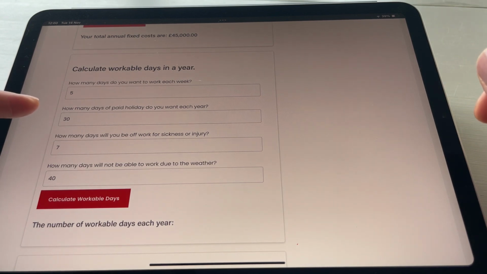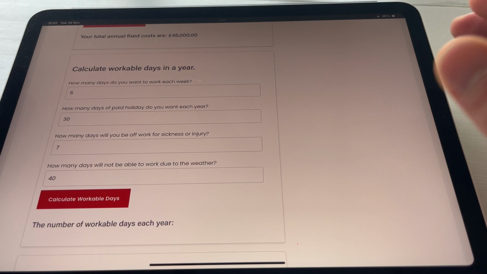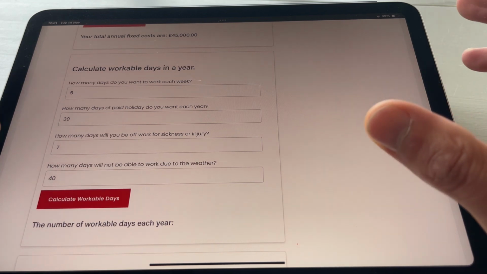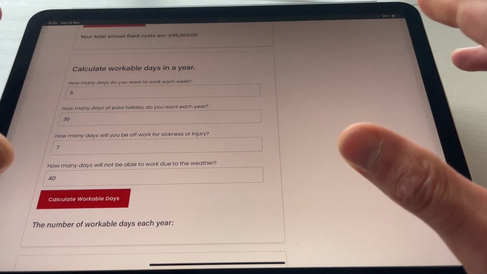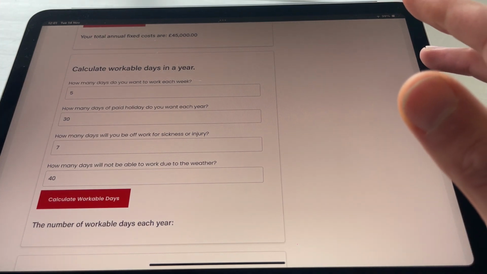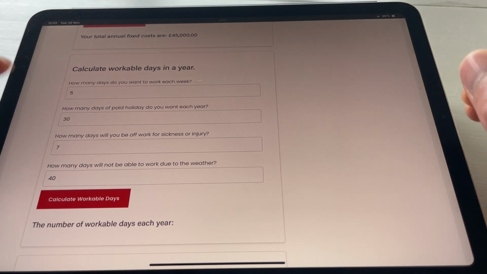I want to take 30 days of paid holiday a year. I mean, I'm not an employee, I work for myself, so I want to have a nice lifestyle and I don't want to be right up against, working myself to the bone. So 30 days worth of paid holiday. That includes the bank holidays, because don't forget, employees of a big business will get paid for bank holidays. You won't unless you work them. So that's why you have to account for this.